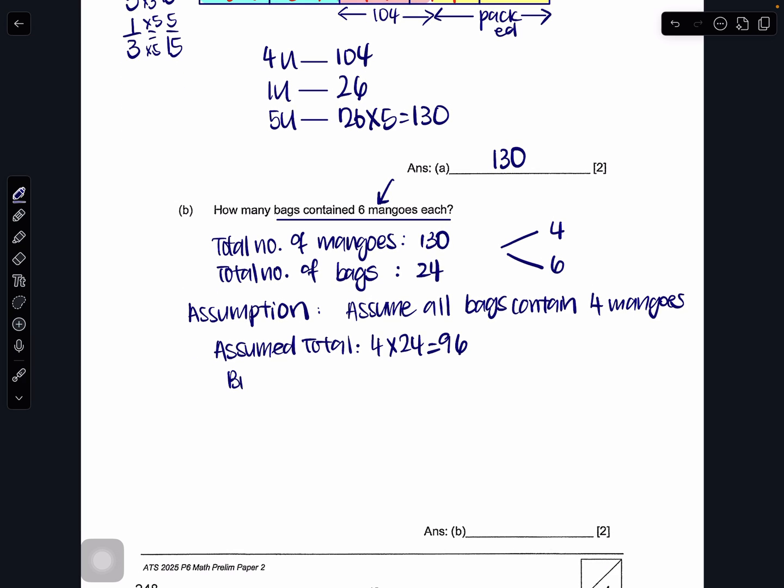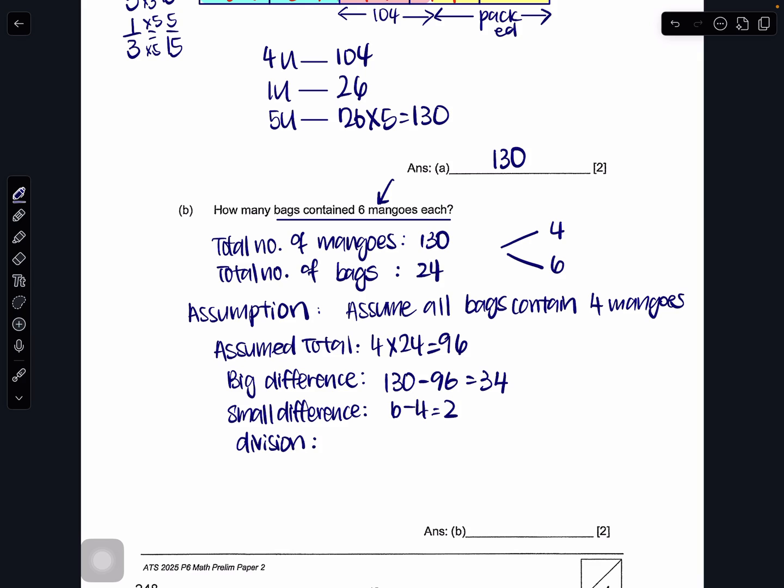Now we have our big difference. Big difference would be 130 minus 96, which is 34. Then you have the small difference. Small difference would be 6 minus 4, which is 2. Then the last step is division. 34 divided by 2, the answer is 17. So 17 bags contain 6 mangoes.